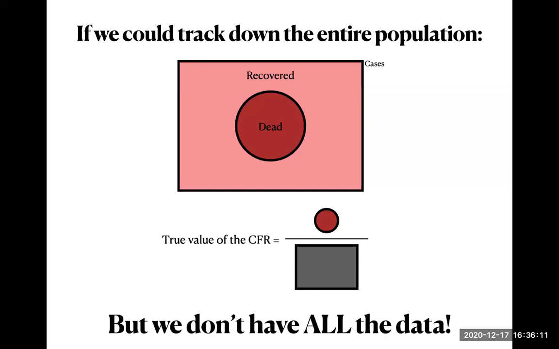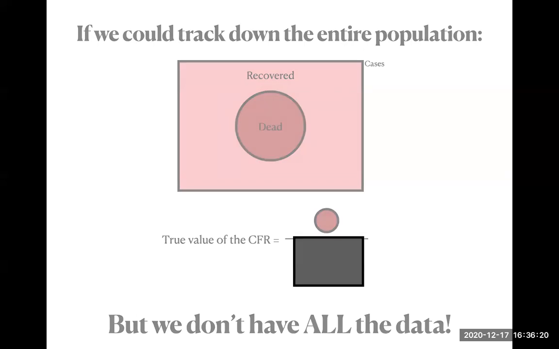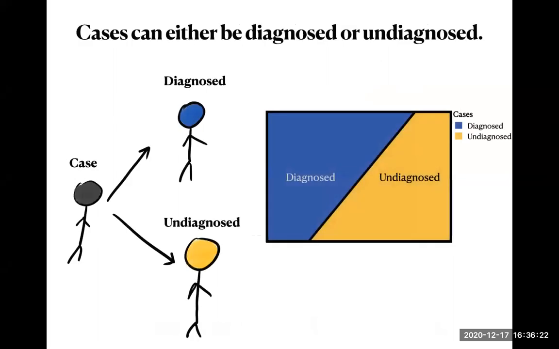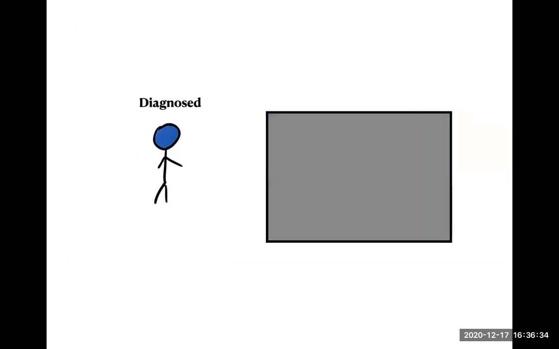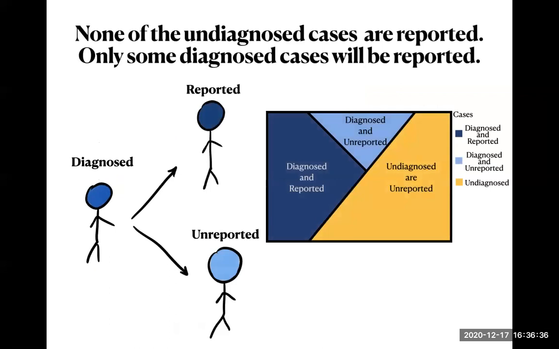If we could track down the entire population, the number of deaths and the number of COVID cases, we could calculate this rate exactly. But we don't have all the data. For example, some COVID cases may go undiagnosed. A diagnosis would require an accurate COVID test. Availability of tests impacts the boundary between diagnosed and undiagnosed cases. None of the undiagnosed cases are reported. Only some of the diagnosed cases will be reported.